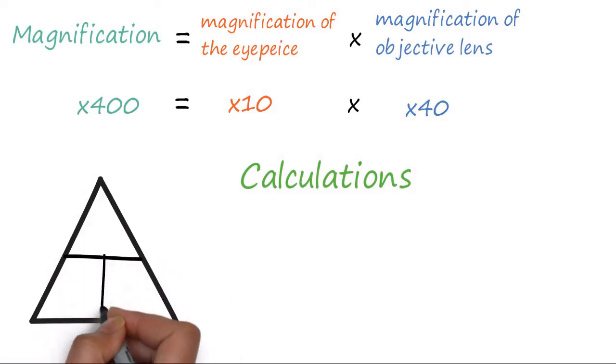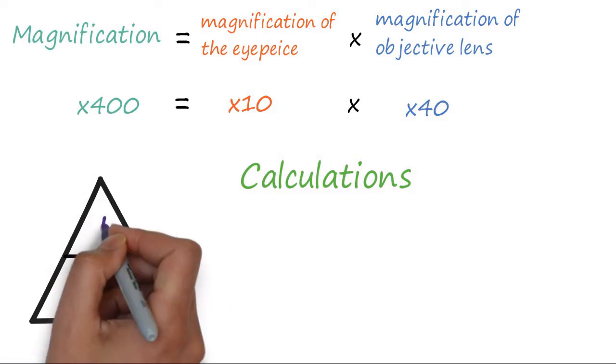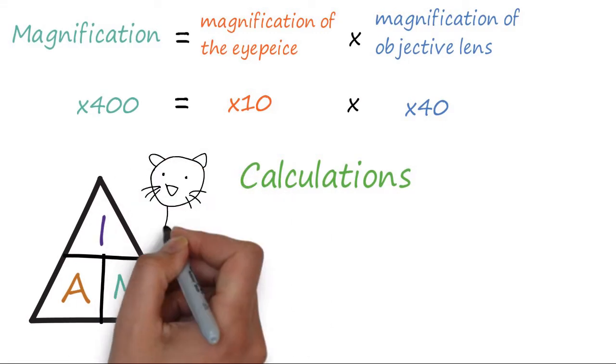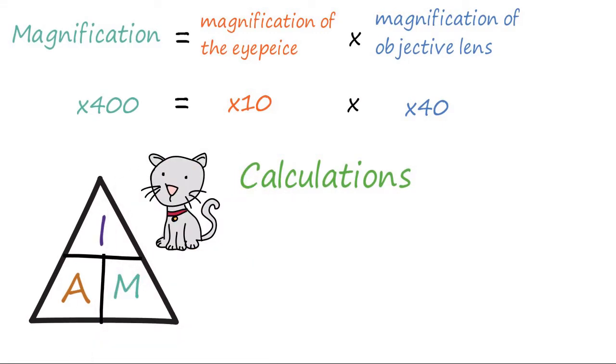Secondly, you need to be able to calculate the size of an object viewed through a microscope. The easiest way to do this is to use the magnification triangle. I remember this by thinking I AM, like the IAMS cat advert. On the top of the triangle, you have the image size, and on the bottom of the triangle, you have actual size, the size of the real object, times magnification.